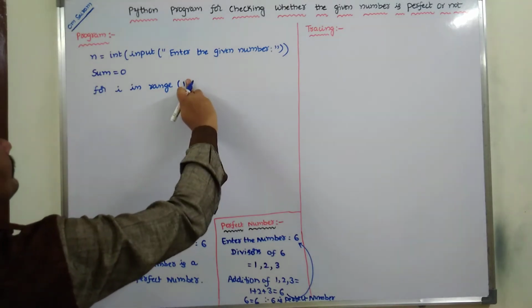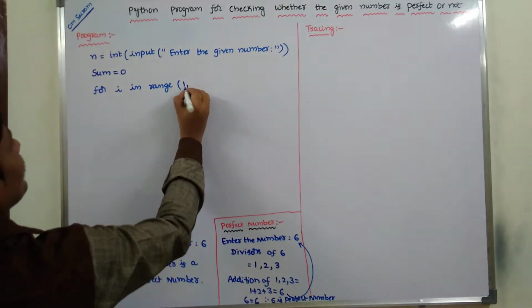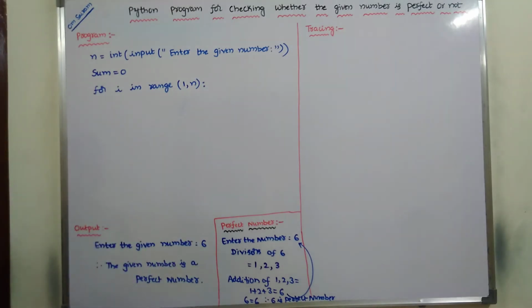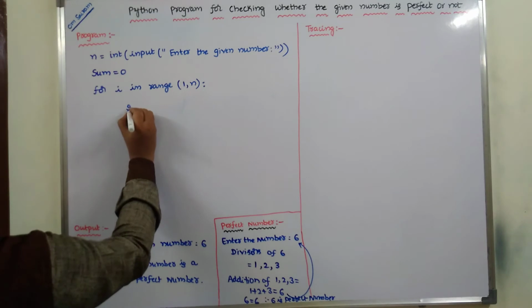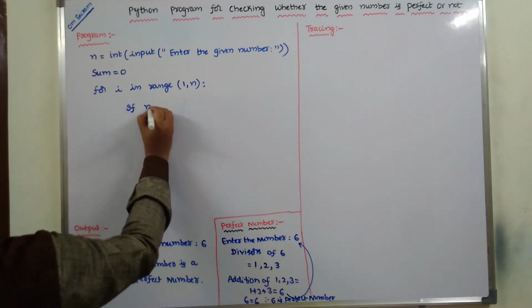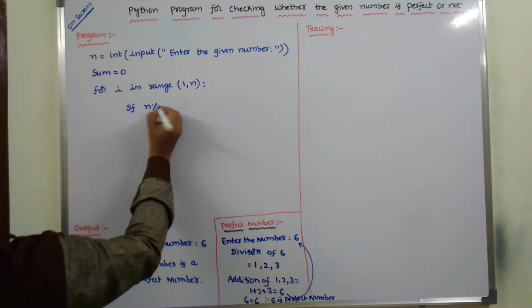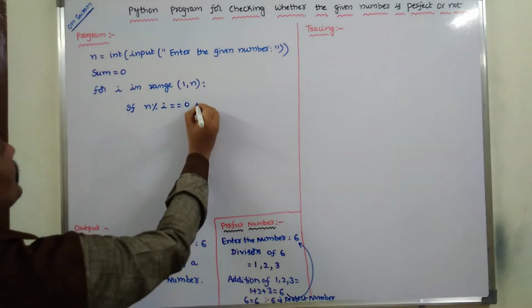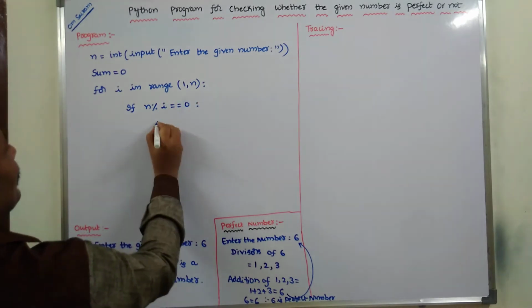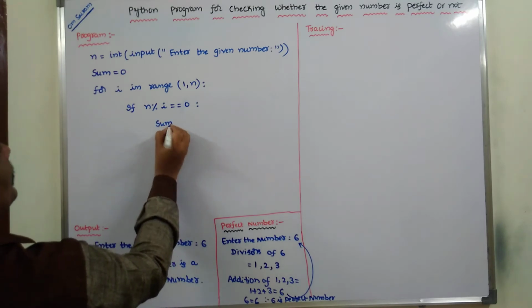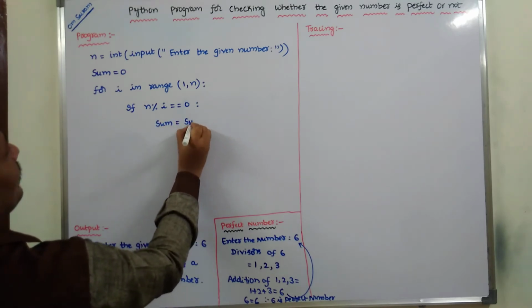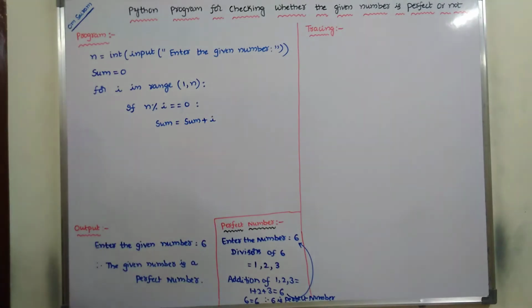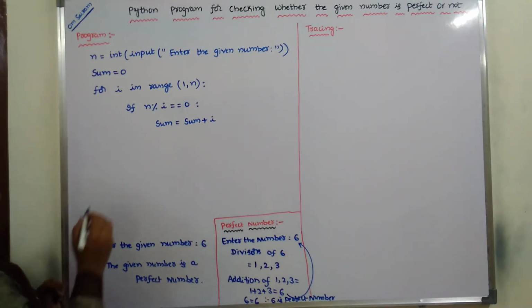Next, for i in range(1, n): if n modulus operator i is equal to 0, sum is equal to sum plus i.